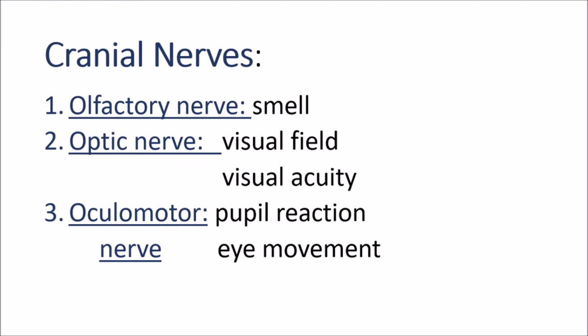Next is the oculomotor nerve: pupil reaction and eye movement. First one is the pupil reaction. When the pupil reaction is disturbed, pupil constriction is basically lost. The examiner asks you to follow an object or a finger, and as the finger moves towards your eye, the pupil constricts. That is normal. But when the pupil is affected, it dilates and the light reflex is impaired.